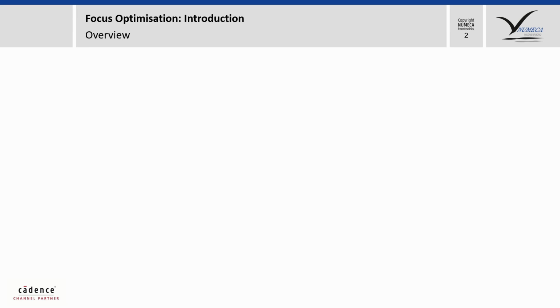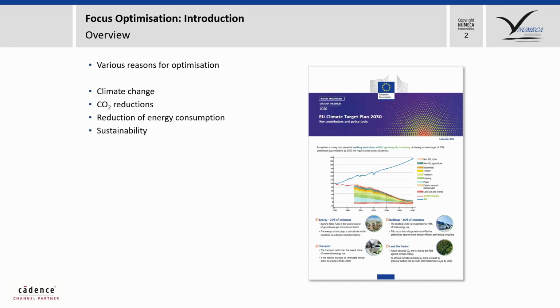Why are we doing optimization? Well, there are of course a couple of different reasons. Currently we have the climate change, we need CO2 reductions, we need to reduce the energy consumption and increase sustainability. And for these topics we have also some rules from the European Union, for example, which you can see here.